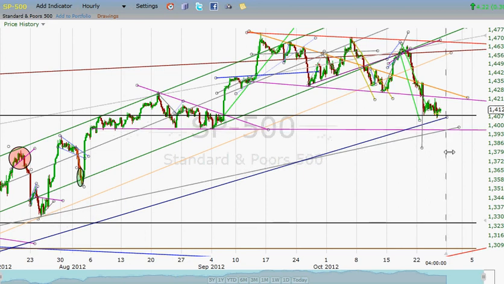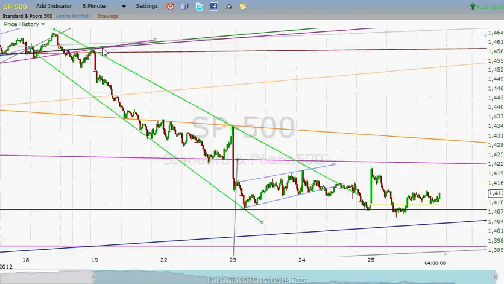But if the market were to come down to say 1382, then bounce up, well, then I would change this line. I would say, well, this is not the neckline for a potential larger topping pattern. So guys, right now, let's take a look at a 5-minute chart.